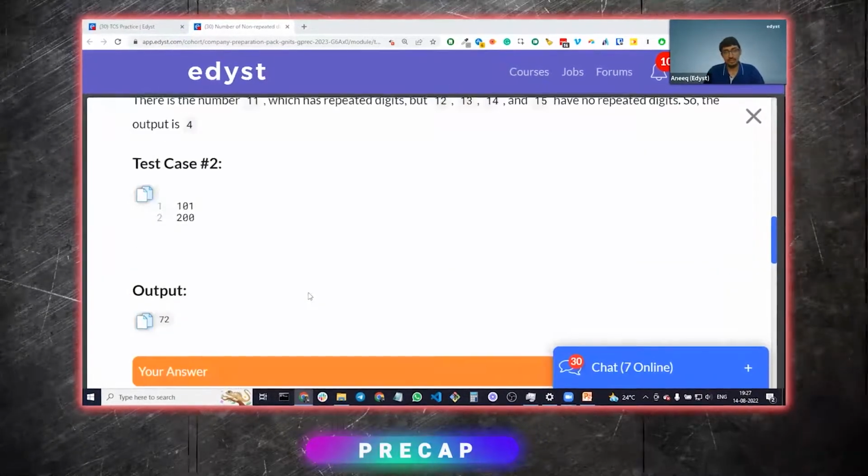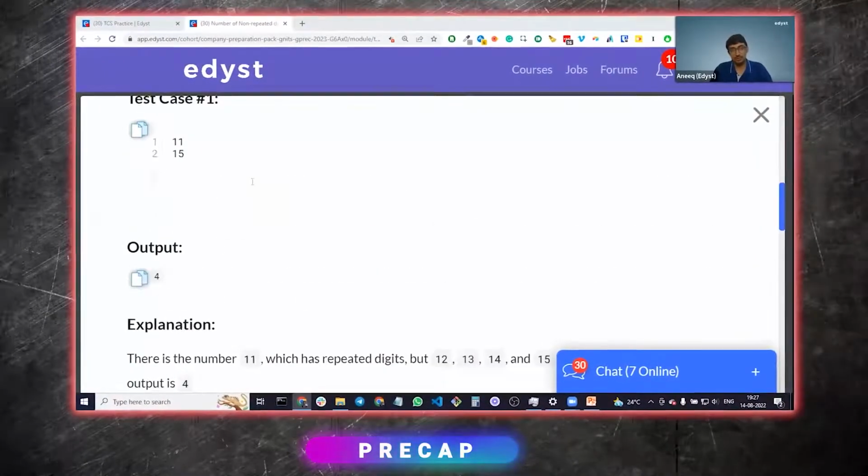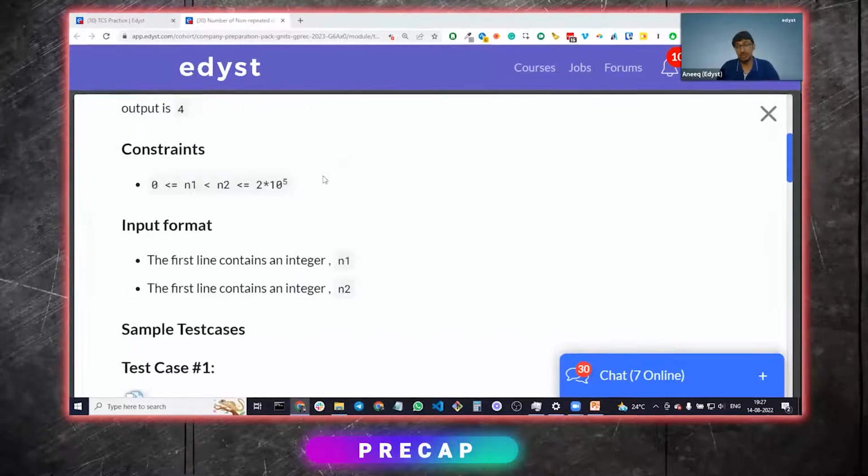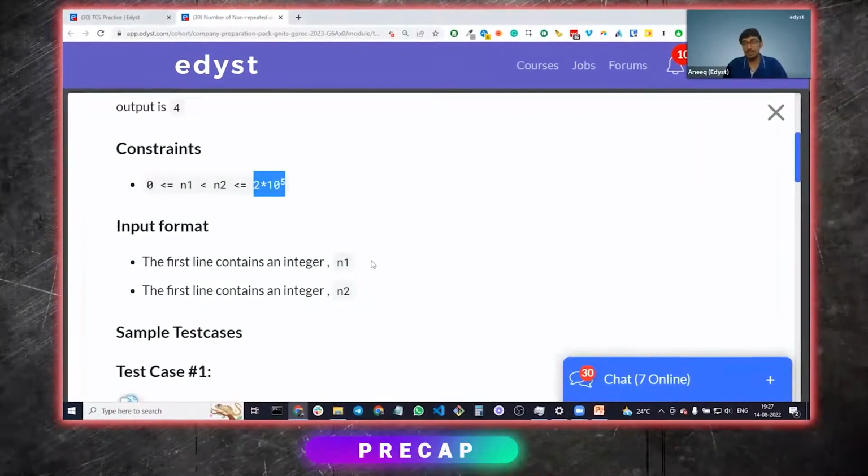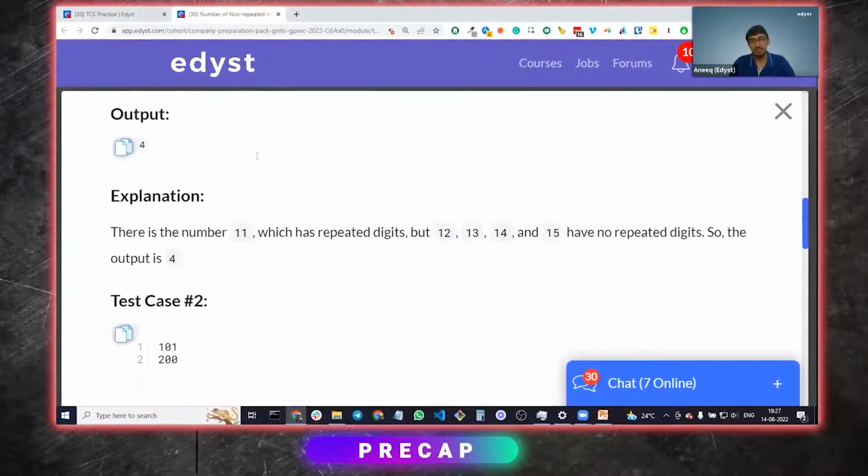Let's first understand this. Do check the range. The range is 2 raised to 2 into 10 raised to 5. Okay. Meaning that, what is the worst case scenario of this loop running?